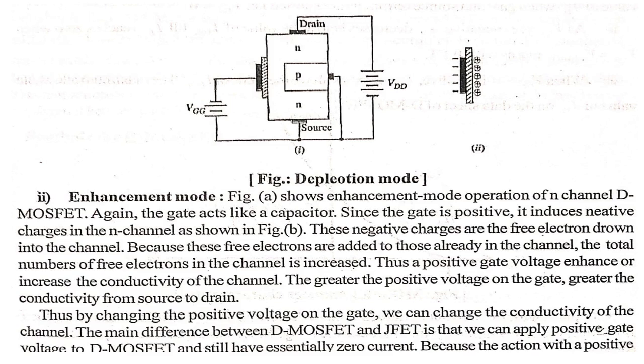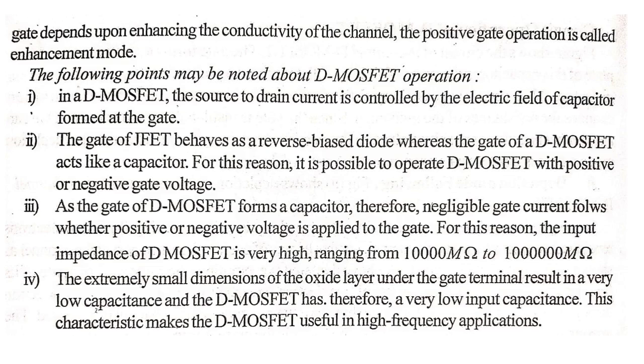difference between D MOSFET and JFET is that we can apply positive gate voltage to D MOSFET and still have essentially zero current, because the action with a positive gate depends upon enhancing the conductivity of the channel. The positive gate operation is called enhancement mode. The following points may be noted about the MOSFET operation.